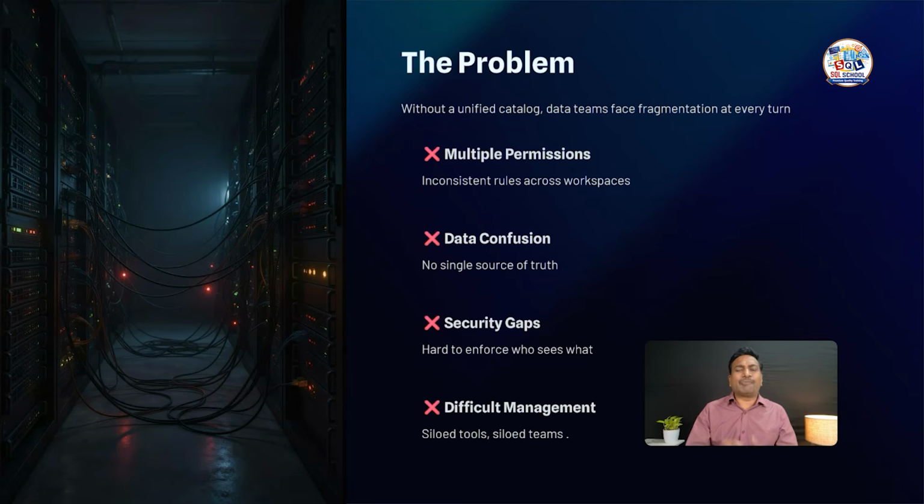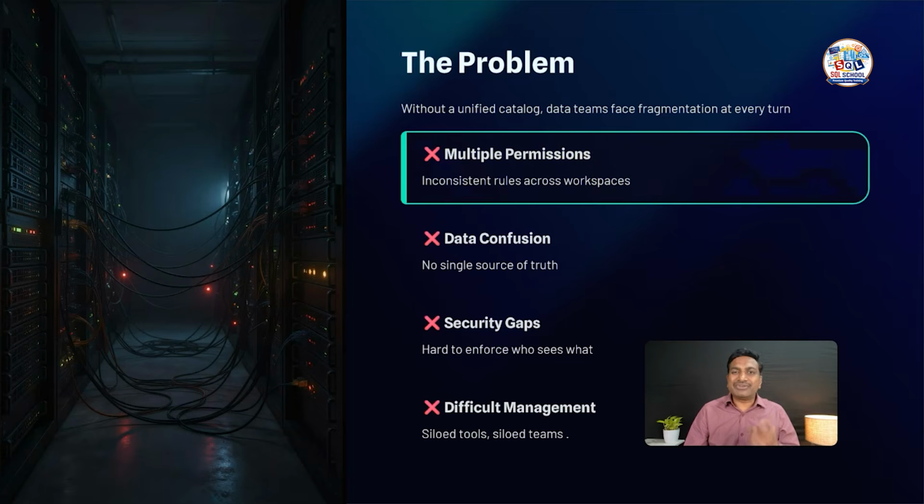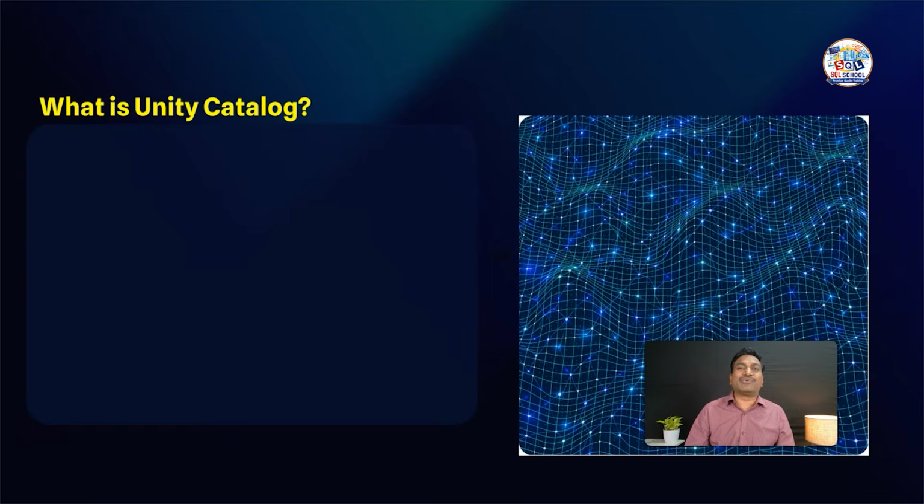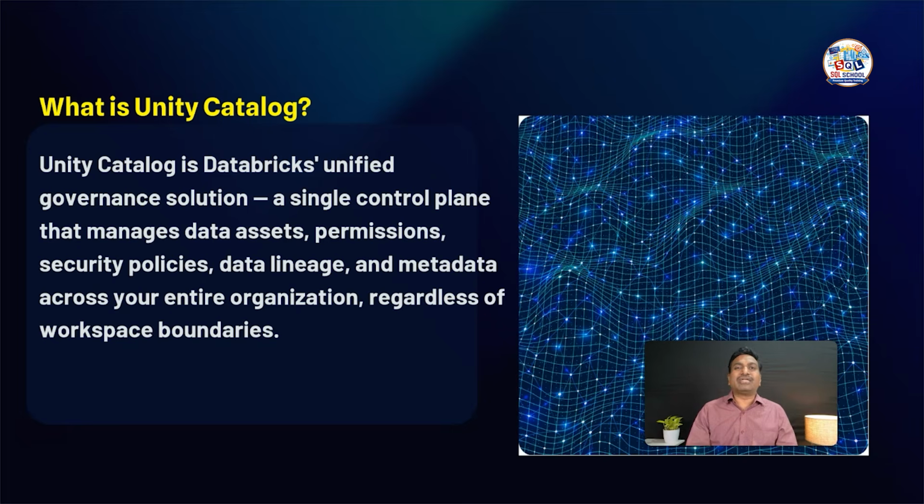In the real world, the main problem statement here: multiple permissions and the controller, data confusion chances, security gaps when working with multiple tenants and multiple network environments, and difficult management activities when working with CI/CD deployments and various environments. So the answer: Unity Catalog is the one and only solution. No interview is complete without the Unity Catalog.